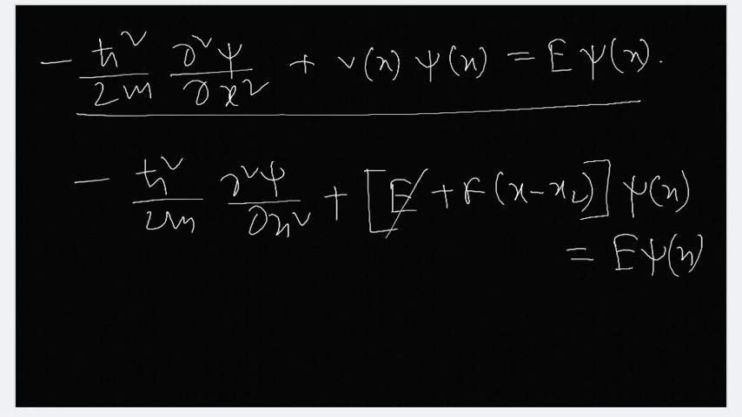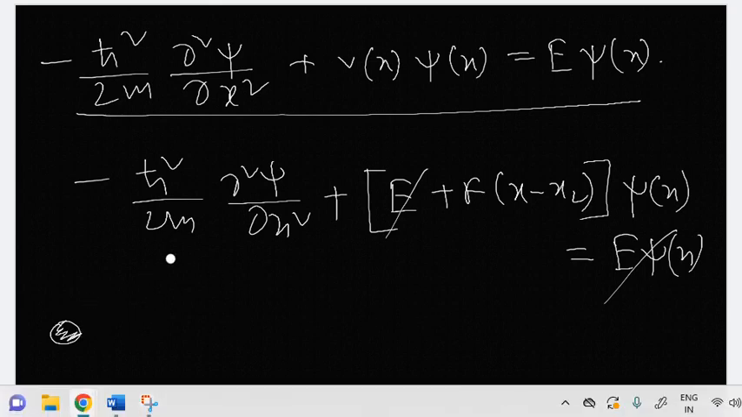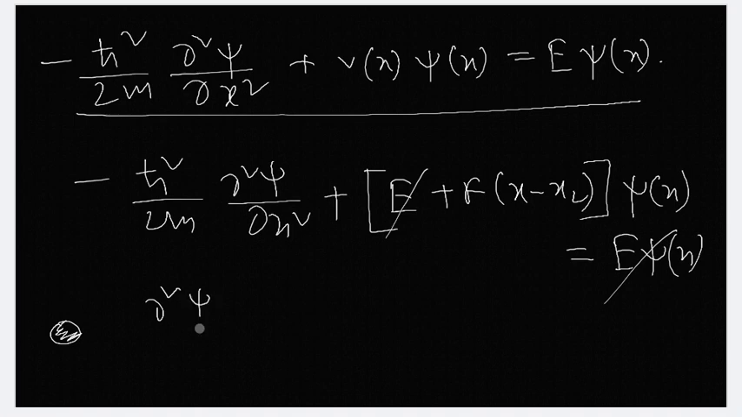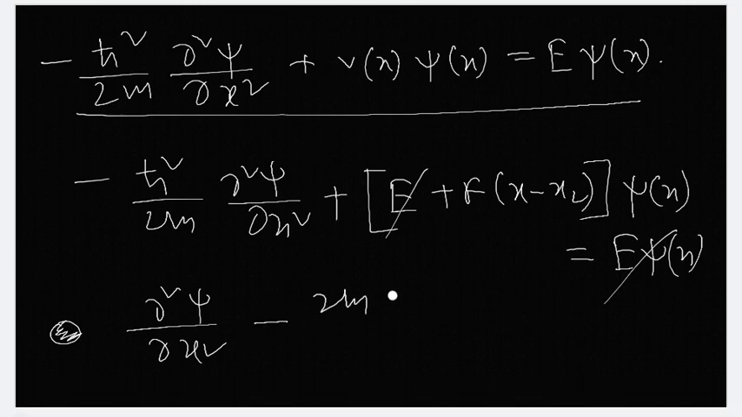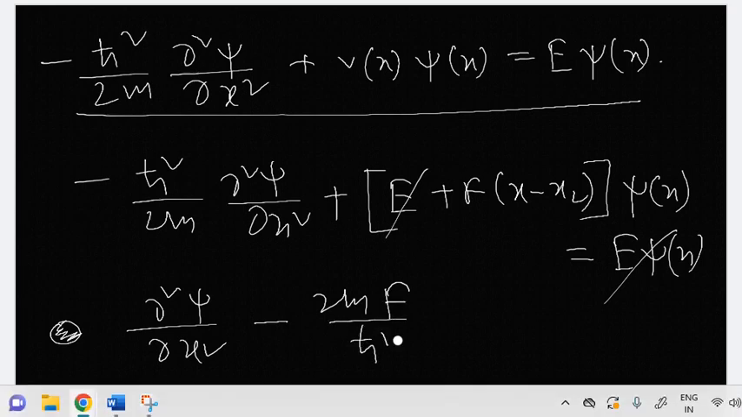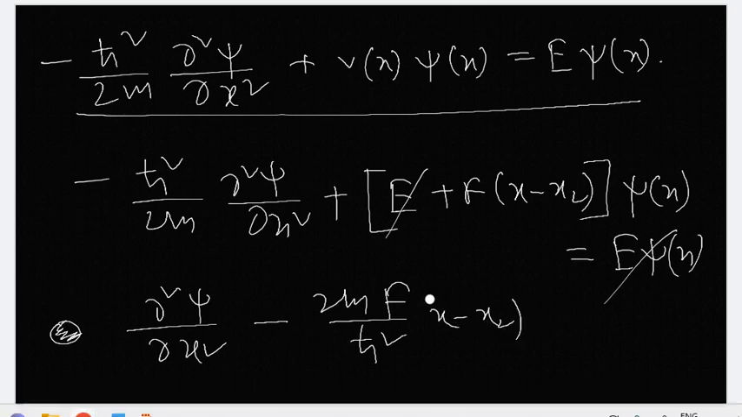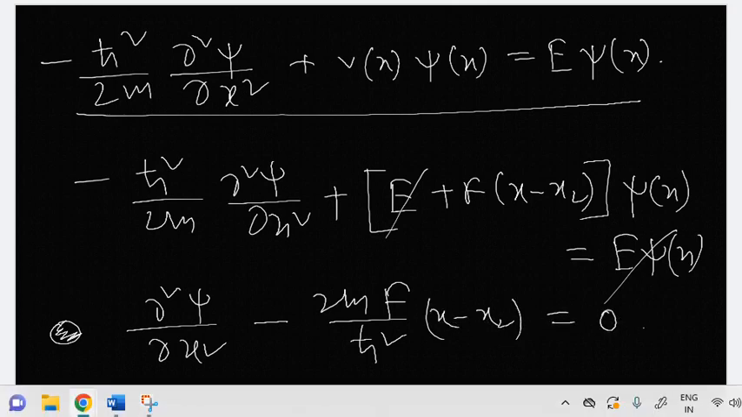And of course, clearly you can cancel out these terms from both sides, E of psi x and E of psi x. Okay? It's clear? Now, in this slide, I'll write one more equation. Then you can write del 2 psi by del x2 minus twice m f by h cut square, x minus x2 is equal to 0. Am I okay with this?